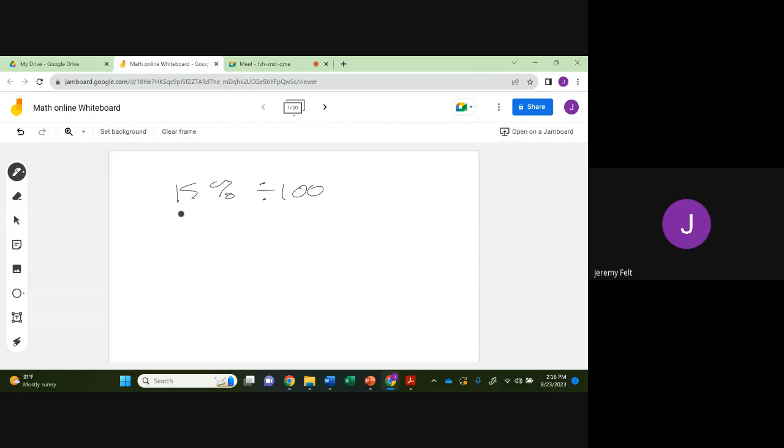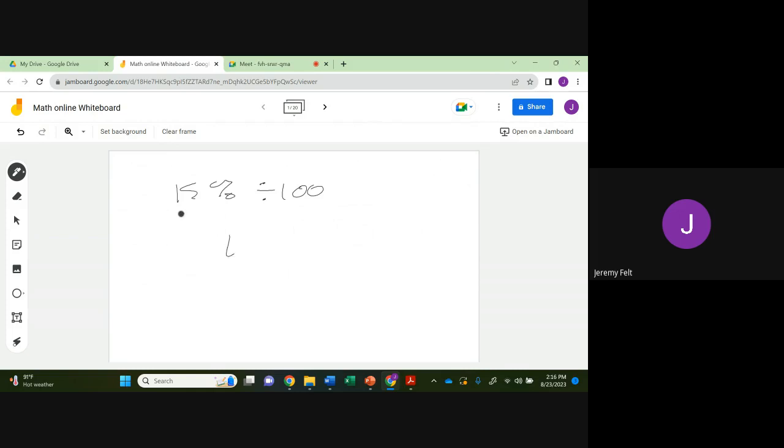So we could do 15 over 100, and then convert that to a decimal. Since it's over 100, it would be 15 hundredths. That's one way to do it. But as we go, you guys will find through repetition, it's pretty easy to just move the decimal. If we're going percent to decimal, we move it 2 places to the left. If we're going decimal to percent, 2 places to the right.